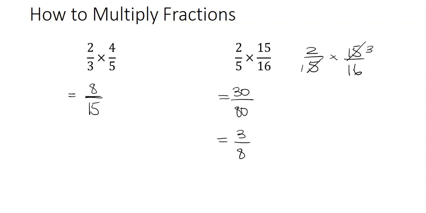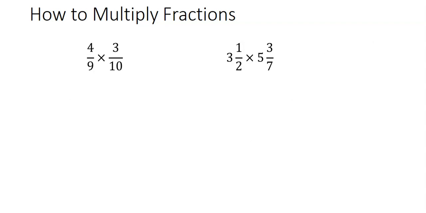2 and 16 have a common factor of 2. Cancel that out. 2 divided by 2 is 1, and 16 divided by 2 is 8. So now we have these much smaller numbers here, and now we can multiply across. 1 times 3 is 3, and 1 times 8 is 8. Notice we get the same answer, but we reduced first before we multiplied.